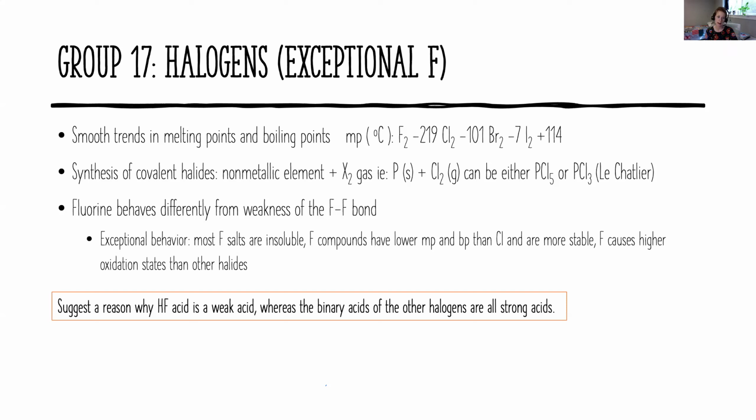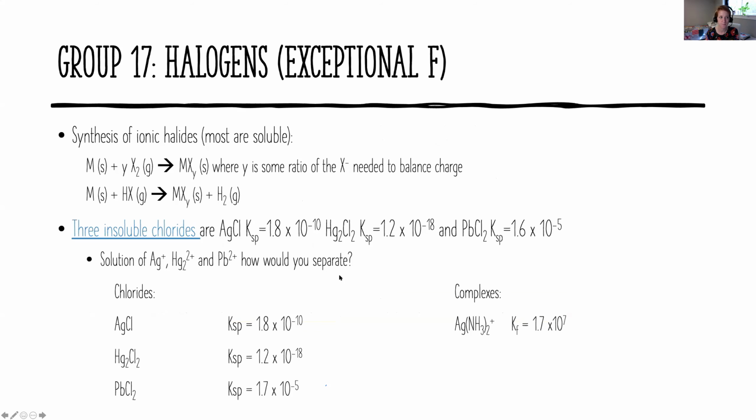So why would HF acid be a weak acid, whereas all the binary acids of the other halogens are strong? And that again has to do with the strength of the bond between hydrogen and fluorine. F minus is actually a pretty strong conjugate base, and therefore it's going to go back in the opposite way to reform that HF, whereas all of the other halogens have conjugate bases that are quite weak, and so the reverse reaction of a hydrolysis of the acid is just going to lead to acidic conditions.